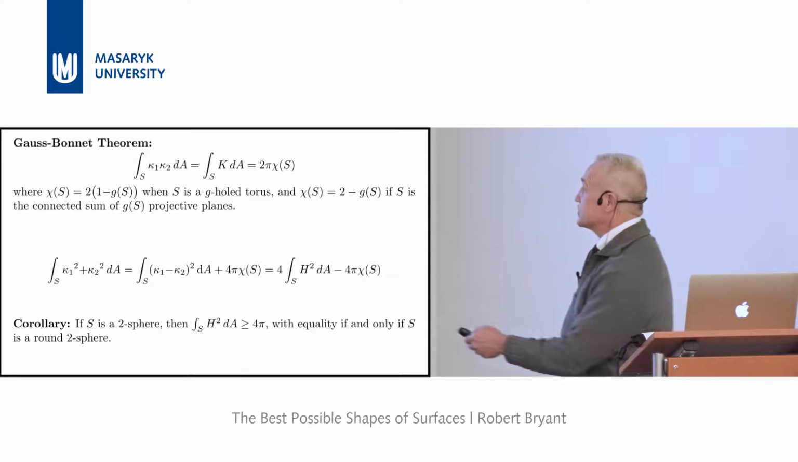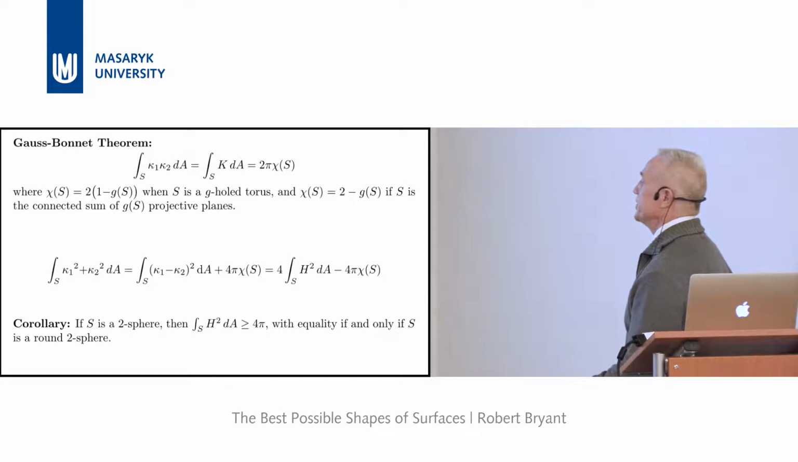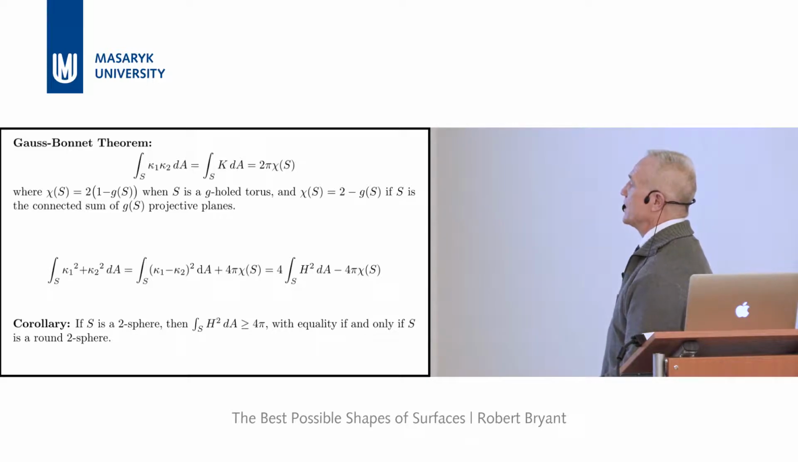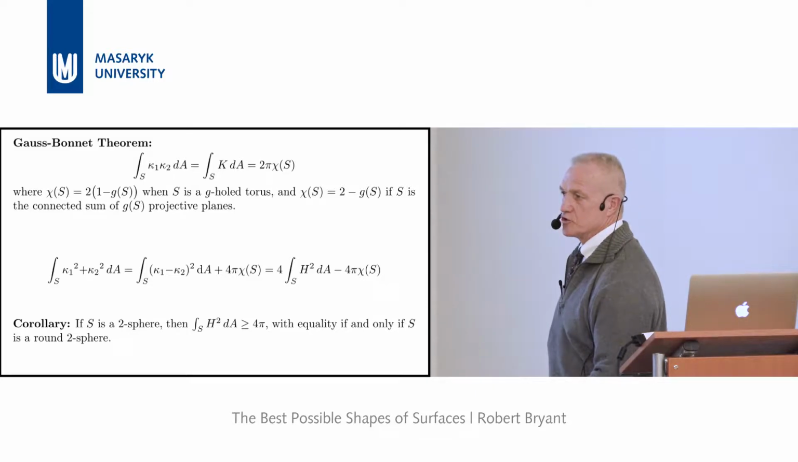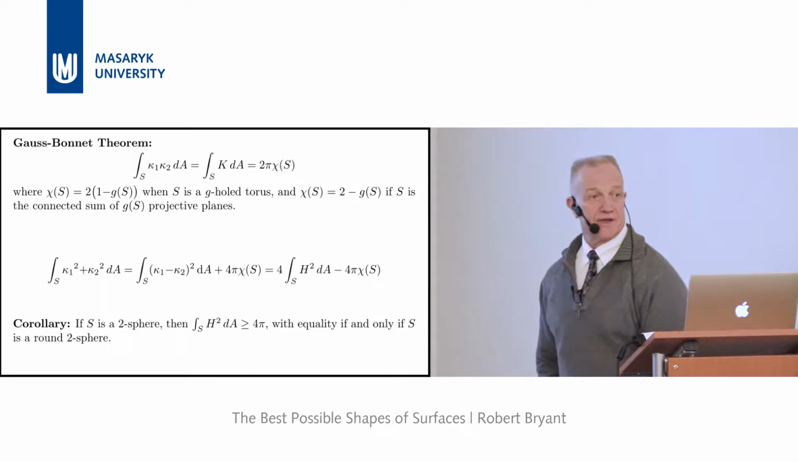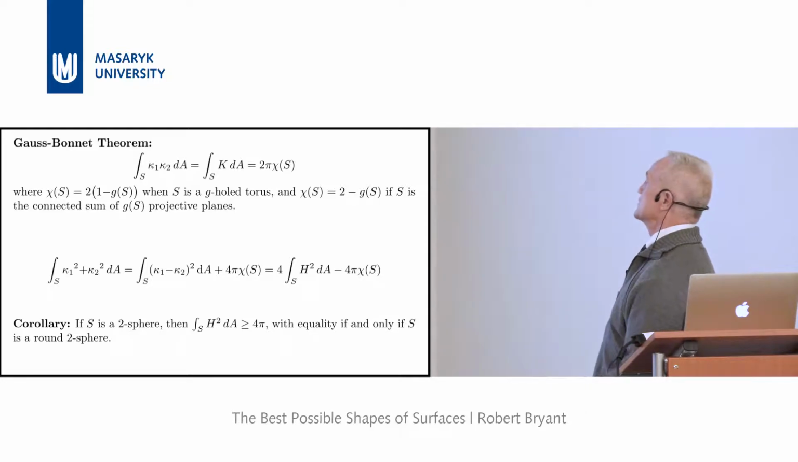But one thing you can see right away from this equation is that this integral, because it's a square, is never negative. And it's equal to 0 if and only if the two curvatures are equal. That is, it's umbilic everywhere. So the lowest this can ever be on any surface is 0.